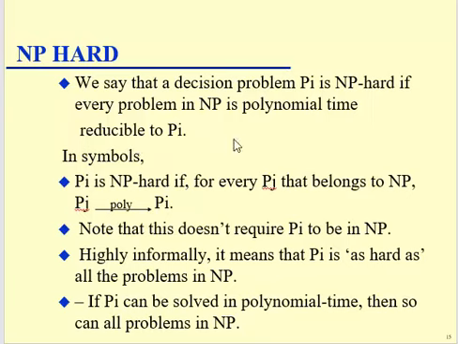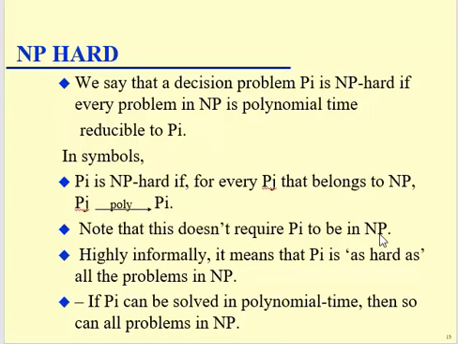So again I'm repeating this. PI is called NP hard if all the problems in NP can be reduced to PI in polynomial time. That means if PI can be solved in polynomial time using any non-deterministic algorithm, then all the problems in NP can be solved in polynomial time. Okay, but another thing is that it doesn't require PI to be in NP.